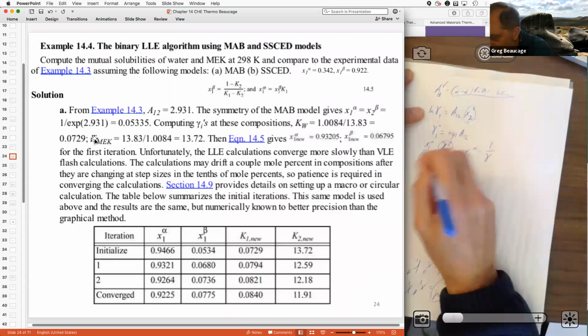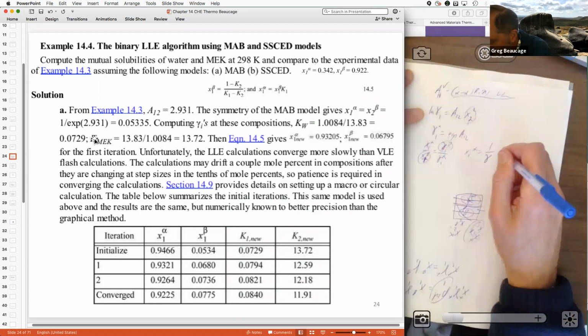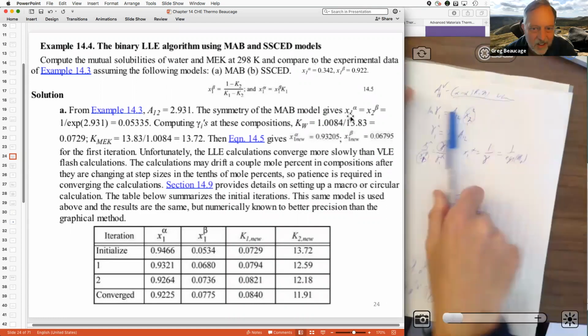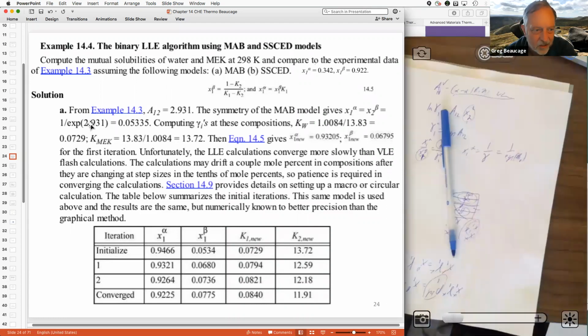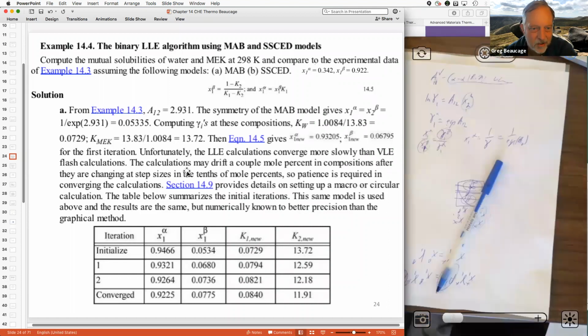So x1 alpha is 1 over gamma, then gamma's exponential of this, so you end up with x1 is 1 over exponential of a12, which is what he's got here. So x1 alpha is 1 over exponential whatever, and then x2 beta is also that because it's symmetric, because it's Margules 1 parameter, so it's symmetric. So this equation might be a little confusing at first, but you have to kind of work through that business to figure out where that came from.